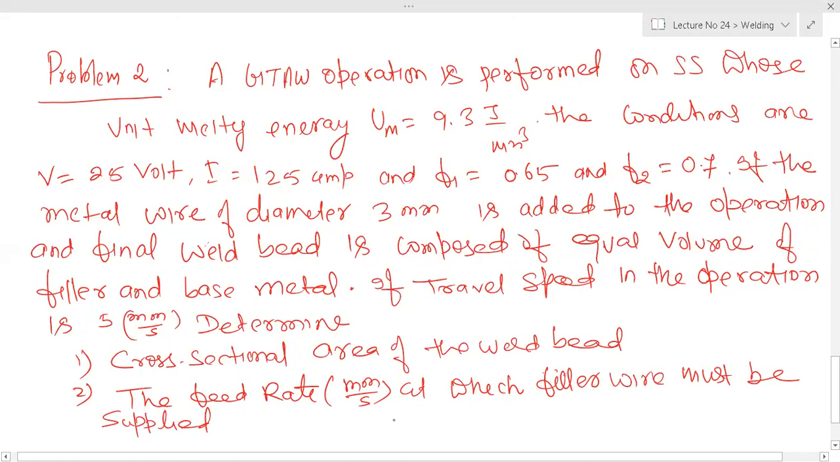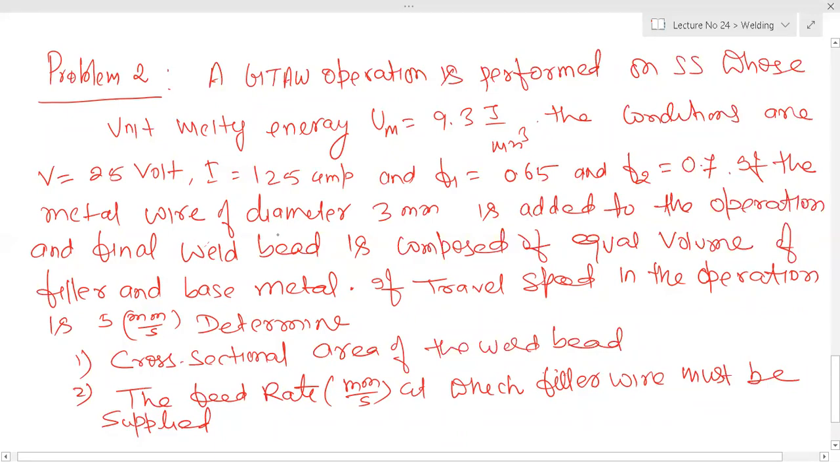Okay, so I read the problem. A gas tungsten arc welding operation is performed on stainless steel whose unit melting energy is 9.3 joule per cubic millimeter. The conditions are voltage 25 volt, current 125 ampere, and F1, that is heat transfer efficiency, 0.65, melting efficiency 0.7.